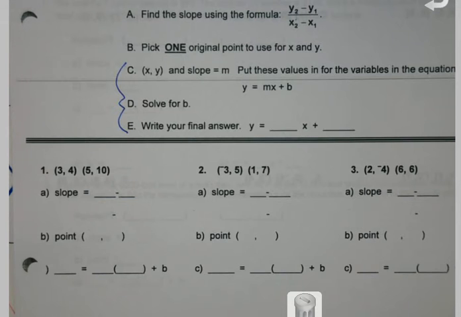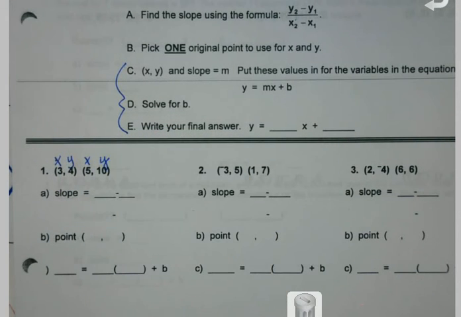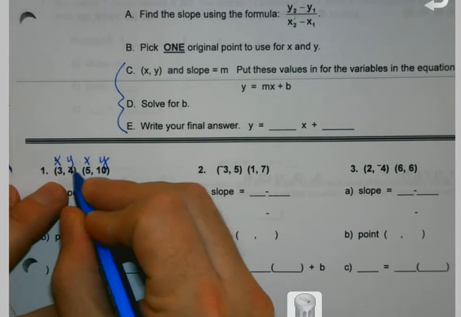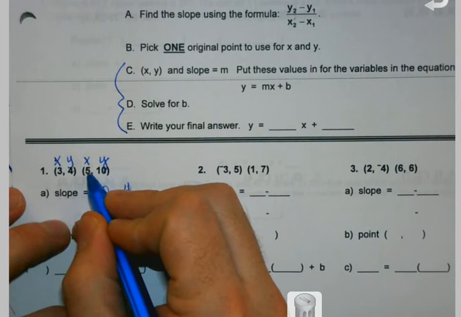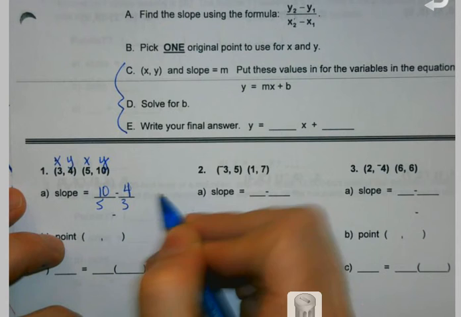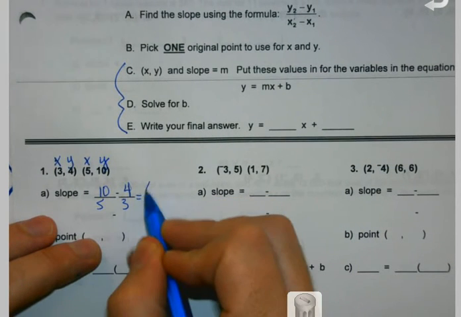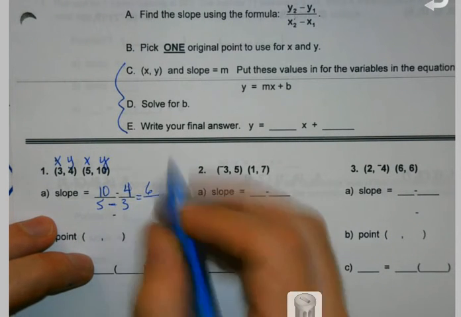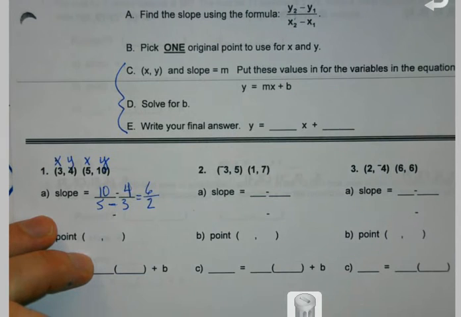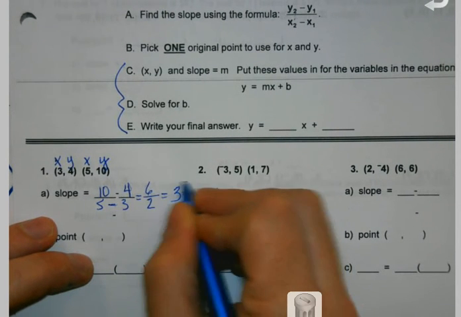Okay, number 1, finding my slope. Let me get my x and my y's labeled here. When I'm doing slope, I always just do the second one minus the first. So my y's are on top. 10 minus 4. And then my x's, second minus first, is 5 minus 3. I still got to figure out what this equals, though. So 10 minus 4 is 6. 5 minus 3 is 2. And if I can reduce it, I should. So 3 is my m.